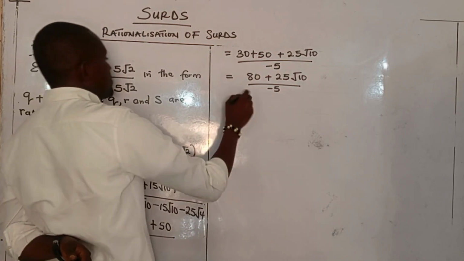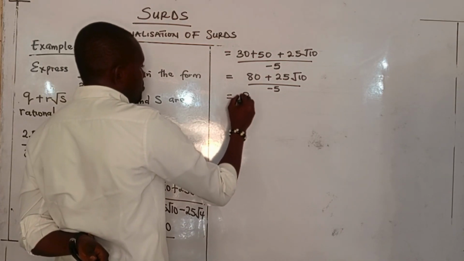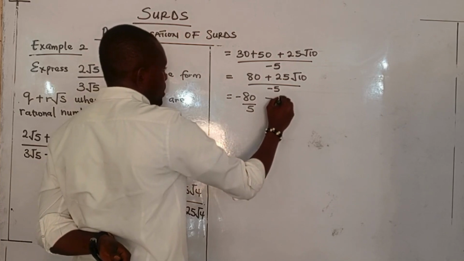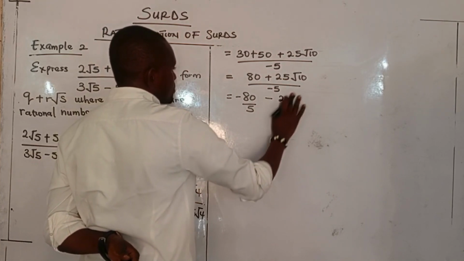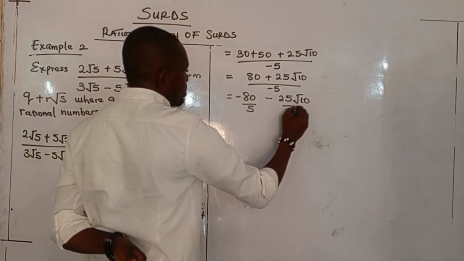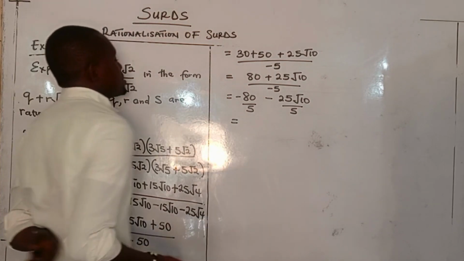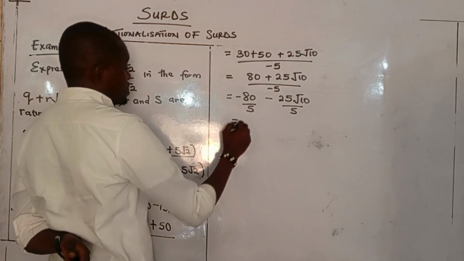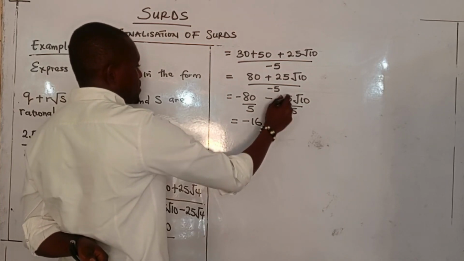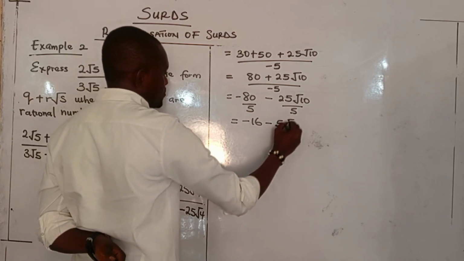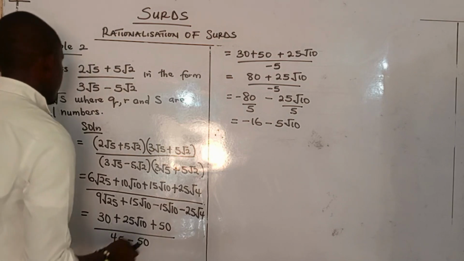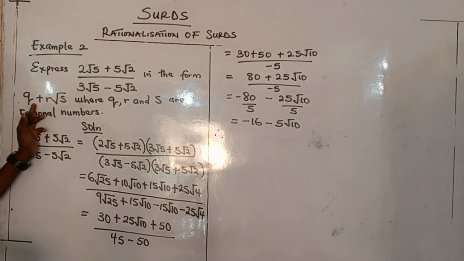So if we are to divide by minus 5 now, we should have minus 80 over 5. So minus and plus should give us minus. So we are going to have 25√10 all over 5. So 80 divided by 5 is 16, so we have minus 16, and 25 divided by 5 here is 5, so we're going to have minus 5√10. So therefore we have been able to express this in this form.